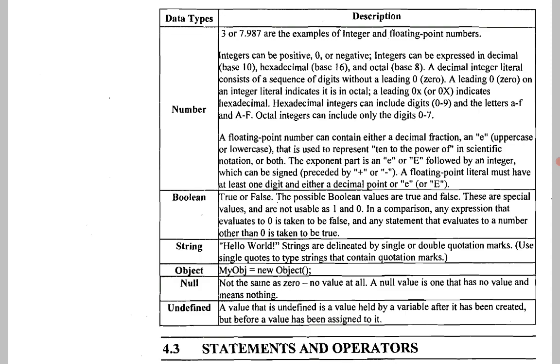Null, another data type, is called null. What is null? Null is not the same as 0, no value at all. A null value is one that has no value and means nothing. So generally 0 is different and null is different. Null means nothing or null value. Undefined is another data type. So these are the different data types.